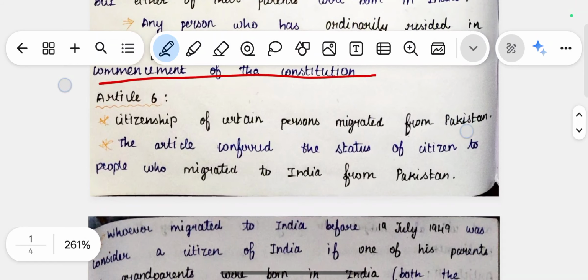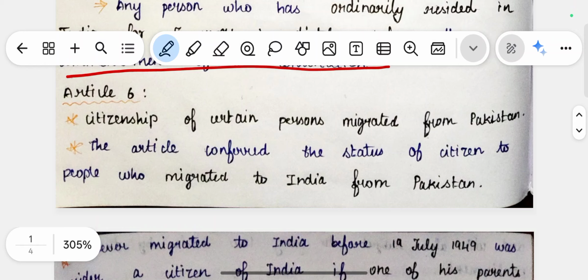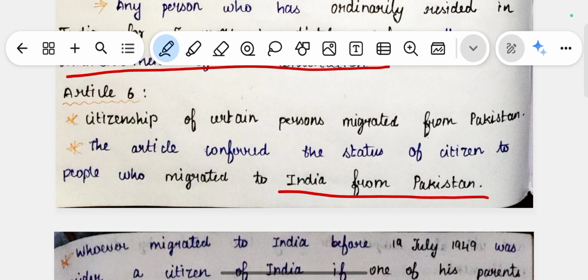The next one is Article 6. Article 6 tells about the people who migrated to India from Pakistan. In 1947, India and Pakistan got divided into two countries. This article conferred the status of citizens on the people who migrated to India from Pakistan, who came from Pakistan to India.